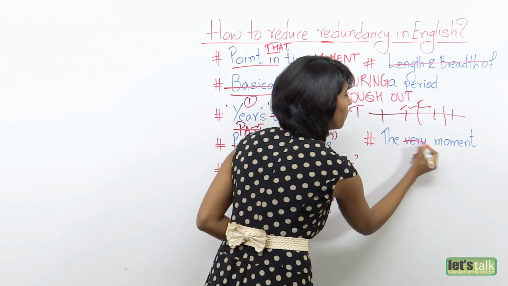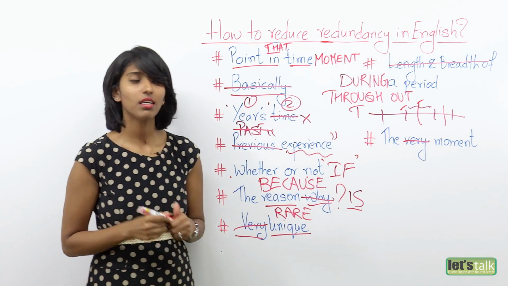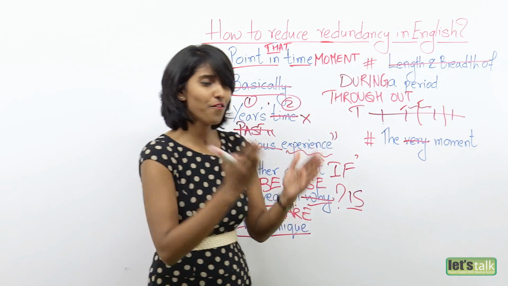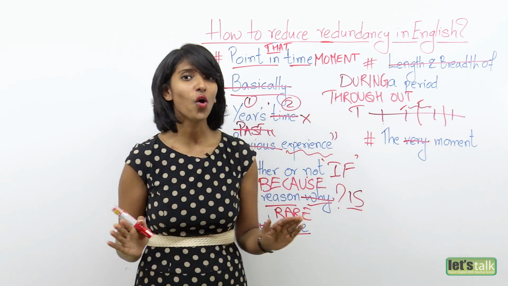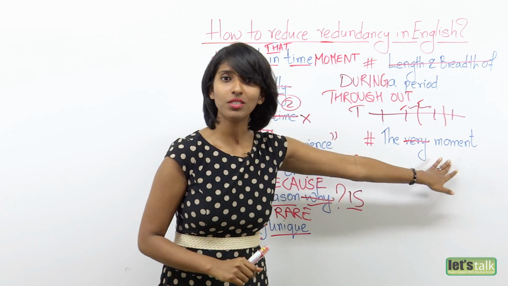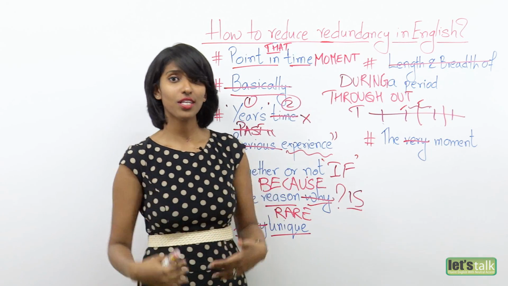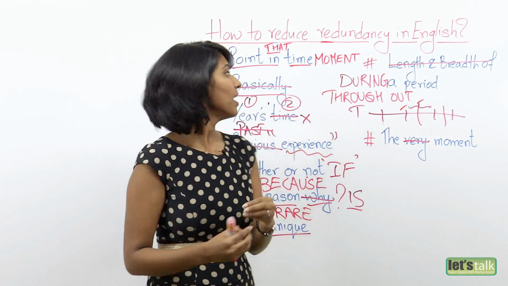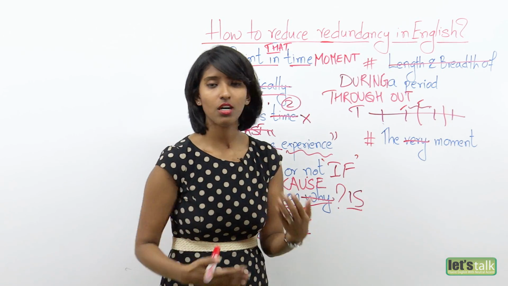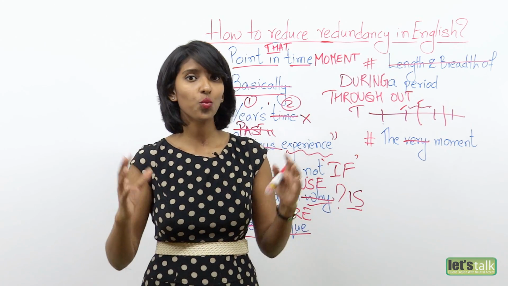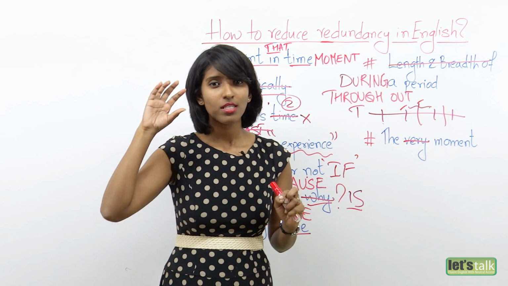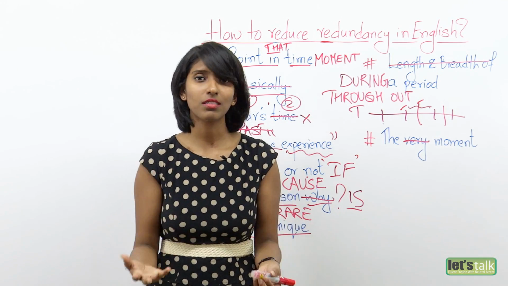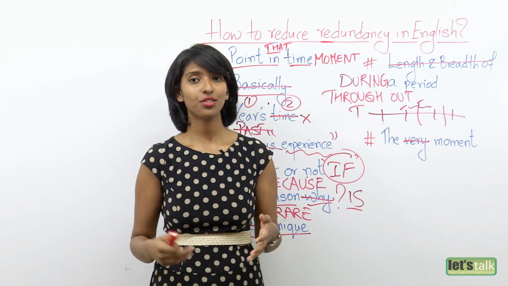So you didn't need very moment. You say at that moment or at this moment. The very moment is wrong. It's the moment, that moment, or this moment. I hope you really enjoyed or understood this lesson, and I'm sure when you read books or when you watch something, you will be able to figure out certain phrases which you think or you might think that they're actually redundant. So this brings us to the end of this lesson.